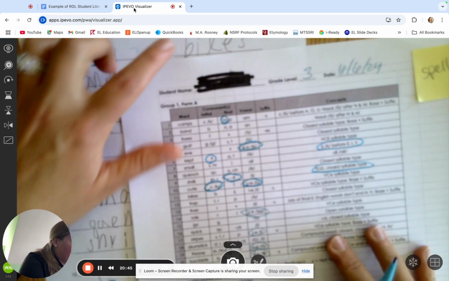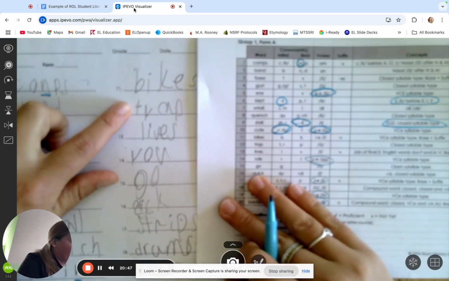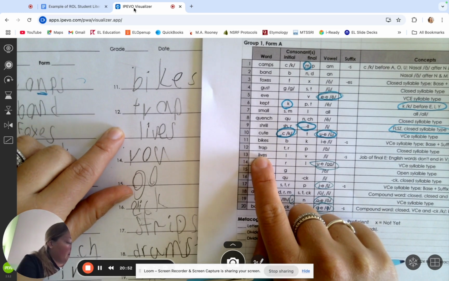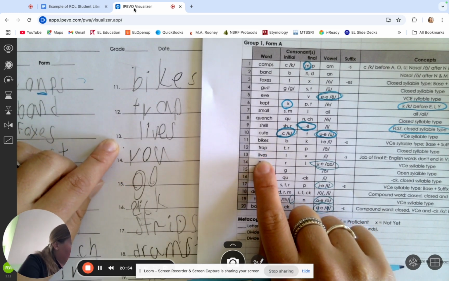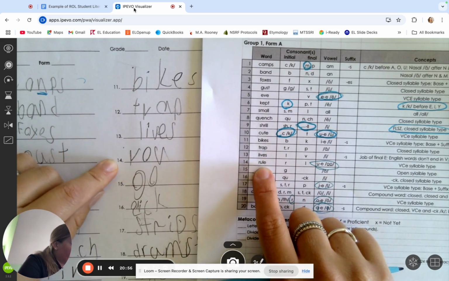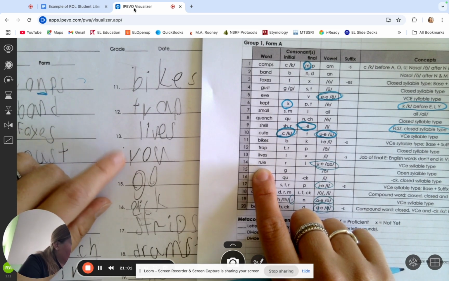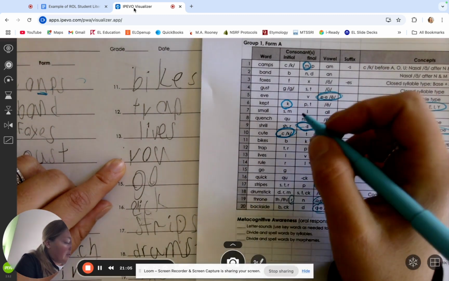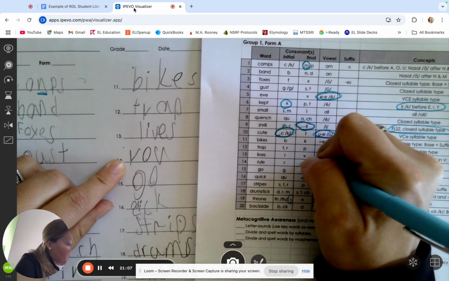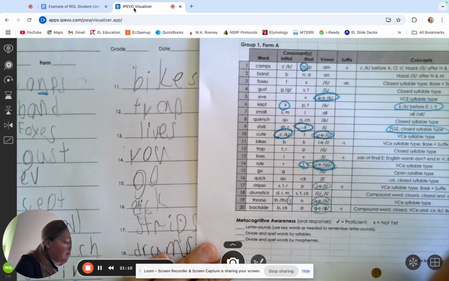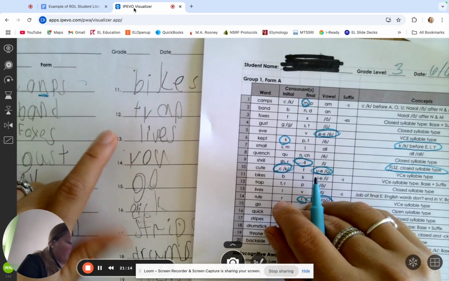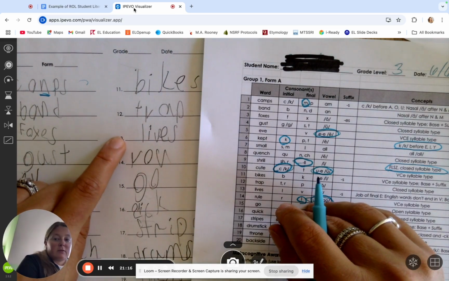All right, number 11 is bikes. Got that right. Put these side by side here. Next is trap. Number 13, lives or lives. I read it both ways form. Number 14, rule. That's rule. That's that L again. Wow. Okay. So I'm going to circle the L and I'm going to circle the U consonant E. Okay. I wonder if he's just memorized this word because it's so common.